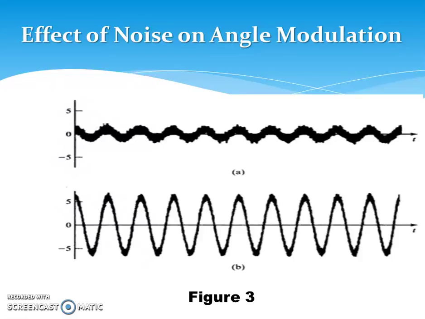Now let's go to the effect of noise on angle modulation. In the figure we can see the effect of noise on zero crossing of two frequency modulated signals, one with a high power and the other with a low power. It is clear from the figure that the effect of noise in a frequency modulated system is different from that of an amplitude modulated system. The effect of noise in the low power frequency modulated system is more severe than that in a high power frequency modulated system. In a low power signal, noise causes more changes in zero crossing.